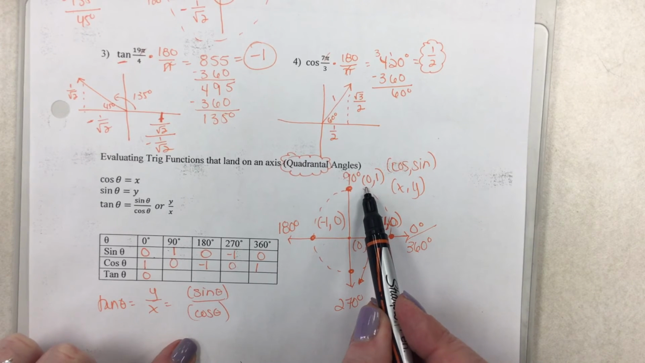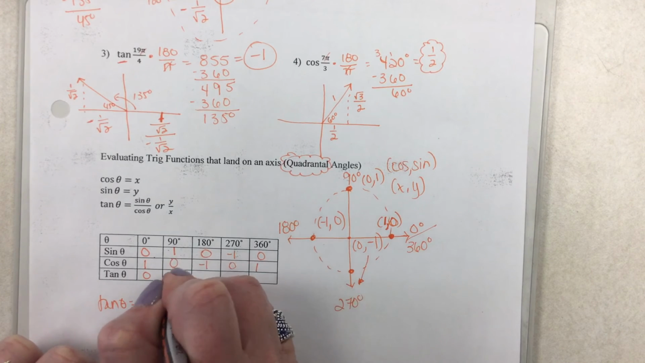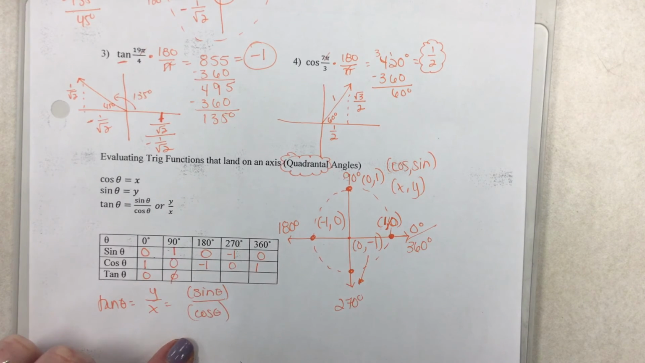If I divide anything by 0, what do I get? Do it on your calculator. Take 1 divided by 0 and tell me what you get. Error. I get error because it's undefined. There is no solution. We can never divide by 0. So you make it undefined. Don't leave it blank.